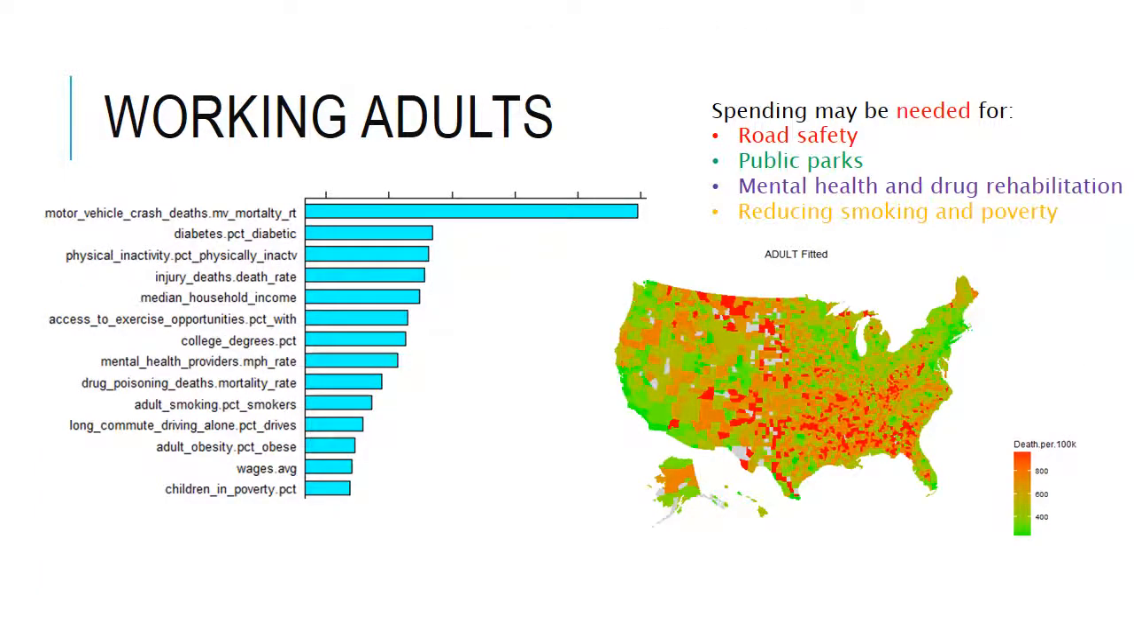Motor vehicle accidents are the highest risk for working adults. So spending may be needed for road safety, but if you look at the other important variables, mental health and drug rehabilitation is probably needed as well as reducing smoking and reducing poverty.